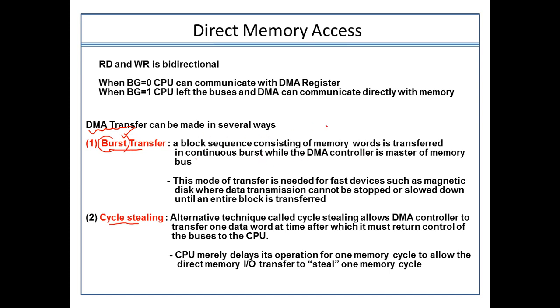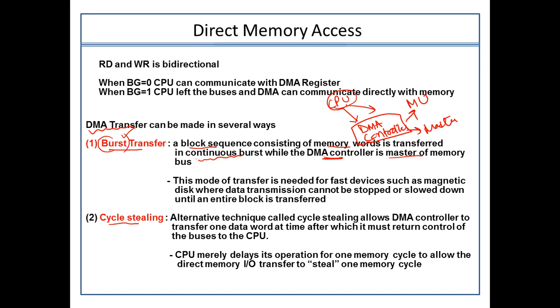So we will keep on communicating with the memory words in a block sequence, in a continuous manner. We consider that the DMA is the master of the memory bus. When the CPU releases its control over the memory, it provides the entire control to the DMA controller. So the DMA controller now acts as the master to access the memory rather than the processor.